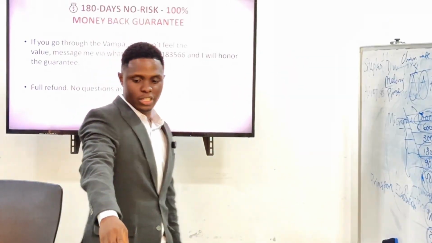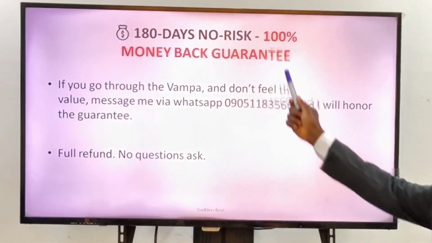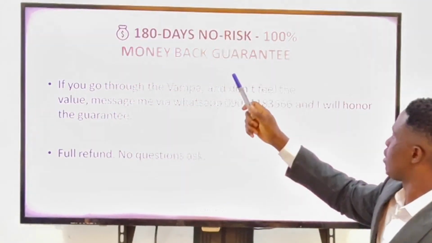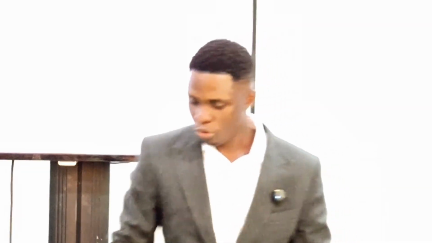All right. So here's an example from my Barras and Massive Profit Academy, my Facebook ad training, where I use the word guarantee as you can see here. Right? I said 190 days, no risk, 100% money back guarantee. What does this mean? If you go through the program and you don't feel the value, you can message me via this number and I will honor the guarantee. Pick up the phone and no questions asked, right? So you can see that I'm actually using the word guarantee. You want to find a way to use it in your marketing.